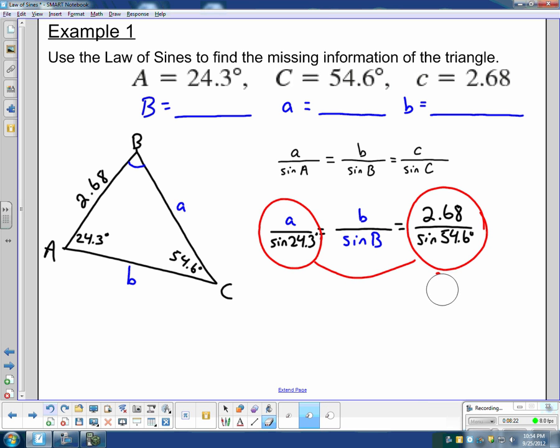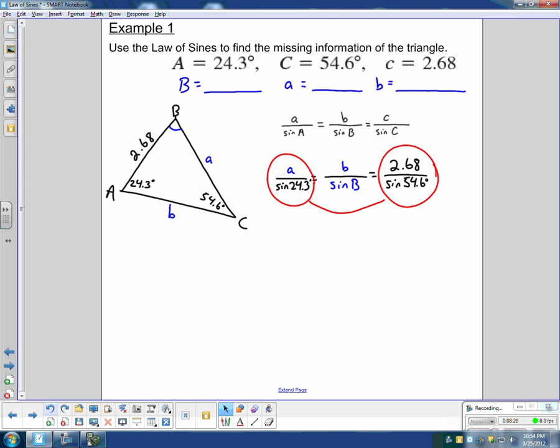So what we're going to do is use that information to set up a new equation that we're going to be able to solve. So all I'm doing is taking this middle term out of the picture for a second. It's really still there, but I can't solve multiple variables at the same time. That's much later on. So here's that new equation we're looking at. A divided by the sine of 24.3 degrees is equal to 2.68 divided by the sine of 54.6. And all we're doing here is solving for A.